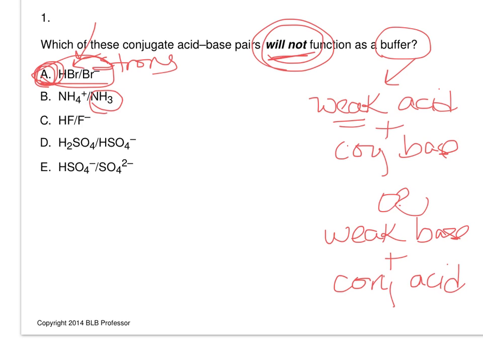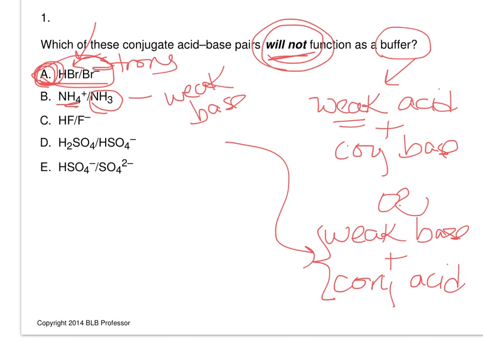Ammonia is a weak base, and so far it's meeting the prerequisite. We've got to make sure its conjugate acid is present, and it is. So that can make a buffer. That would make a good buffer, but it doesn't answer the question, so I'm going to cross it out. Hydrofluoric acid is a weak acid, so that's a good sign, right? Buffers have to have a weak acid, and here's its conjugate base, the fluoride ion. Again, since the problem's asking for which will not function as a buffer, that gets crossed out.